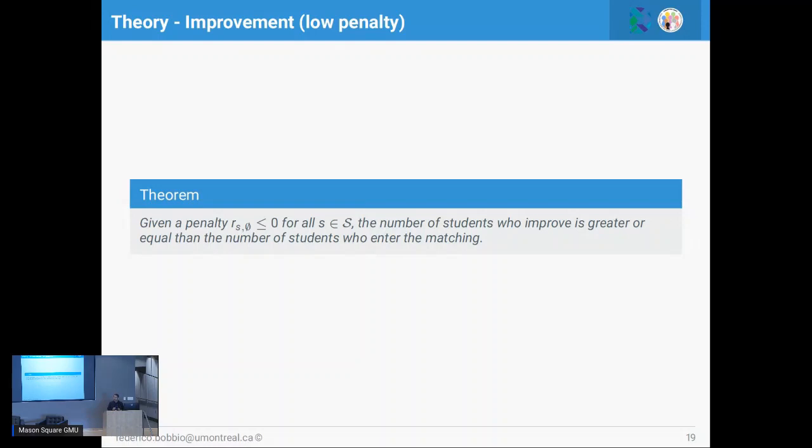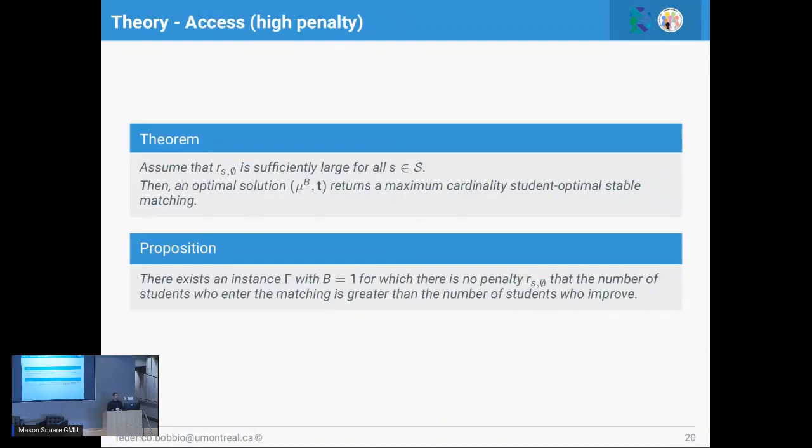Can we say something similar for the access case? Yes or no? Well, almost. Indeed, what we know is that there is a sufficiently large penalty, I didn't write the number because it's an ugly number, for which the model will choose an allocation that yields the maximum cardinality, student optimal, stable matching. Unfortunately, because of the structure of the problem, there are some instances that tell us that we cannot always guarantee, independently of the penalty, that the number of students who enter will be greater than the number of students who improve.